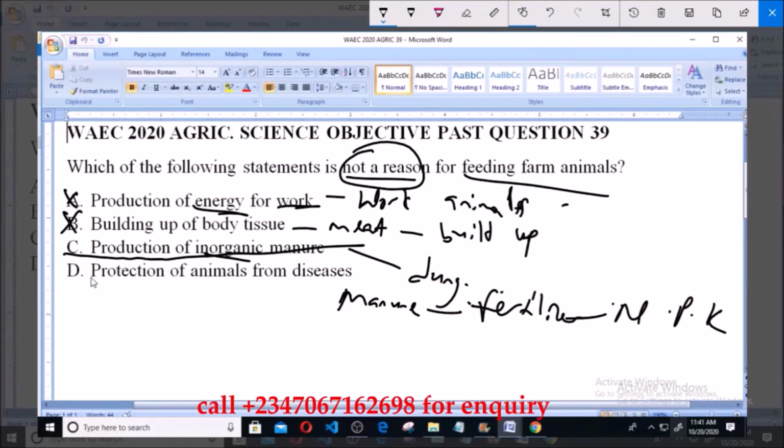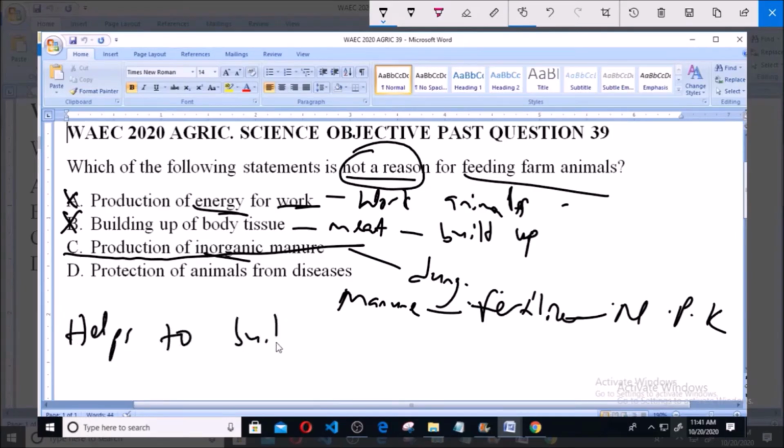Now option D says protection of animals from diseases. This is also a reason for feeding farm animals, as proper nutrition helps to build the immune system of farm animals and makes them less susceptible to diseases. So it is also a reason, and hence it's not the answer to this question. So as we've rightly established, option C is the correct answer to this question.